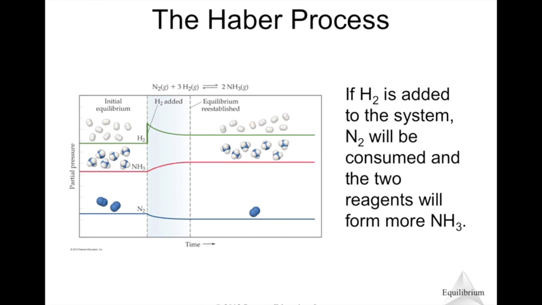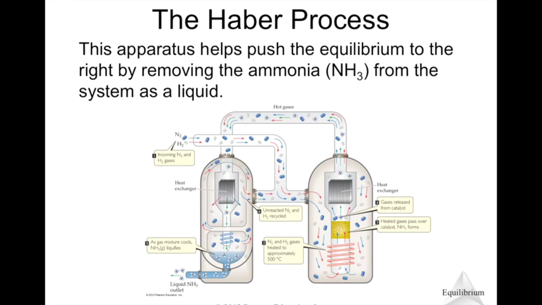All right, if we add H2 to the system, the N2 is going to be consumed, and those guys are both going to react to form more NH3. And this whole system helps to drive that equilibrium by removing the NH3. So if you take that away, we're removing a product, and we're keeping that reaction shifted towards the product side, so the reaction keeps going.